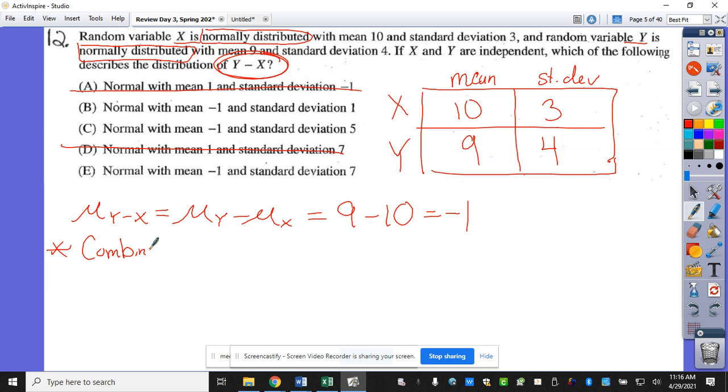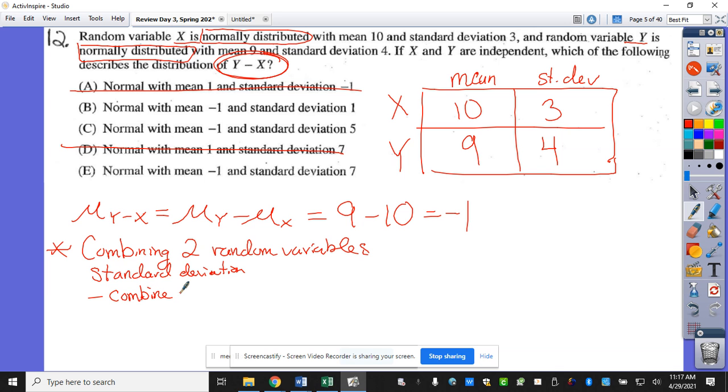Combining two random variables, finding standard deviation always has two rules. What is one of the two rules? Combining the standard variances. Well, what does variance mean as opposed to standard deviation? Squared. And what's my other thing? Always add. If I am this far away and I'm this far away, I'm not all of a sudden closer when I put them together.